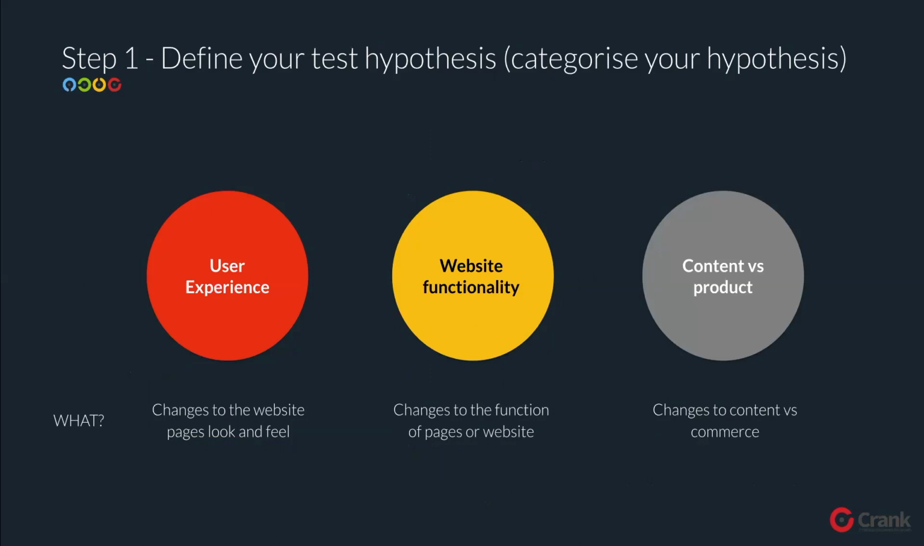So step 1, defining your test hypothesis. We believe that you need to categorize your hypotheses into areas that you can then action. In this example, we've looked at 3. User experience. What does that look like in terms of my website, in terms of the look and feel of that? Website functionality, core capability of the website, whether that be the checkout flow, payment providers, or maybe the sort order or the way products appear on your product listing pages. And thirdly, the focus around content over commerce or content over product.